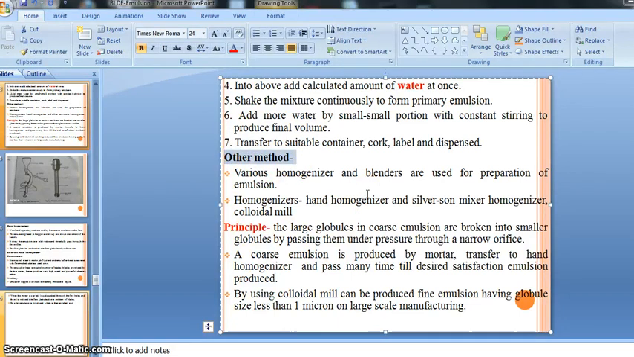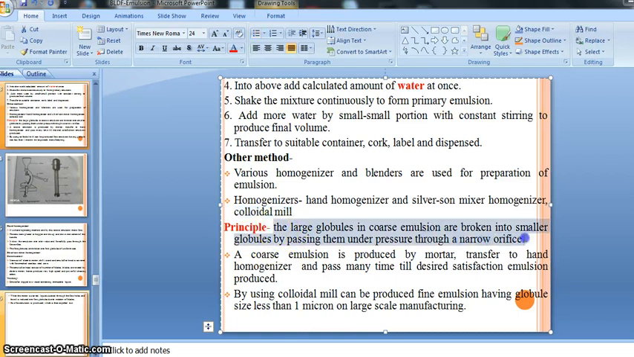Then finally, the other methods, in which various kinds of machines are used, such as the homogenizer and blenders. Homogenizers are used for smaller scale as well as large scale production. For small scale or college and institute level, a hand homogenizer is used, as well as the Silverson mixer homogenizer. At industry level, a colloidal mill is used, right?